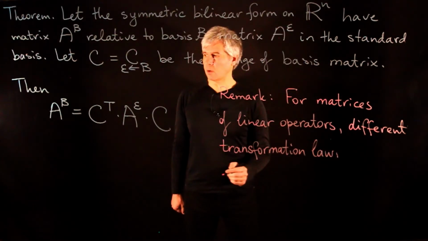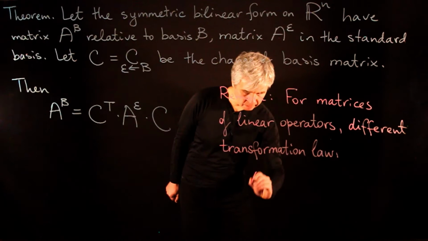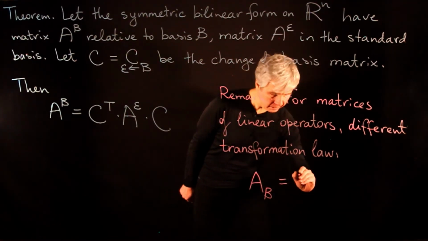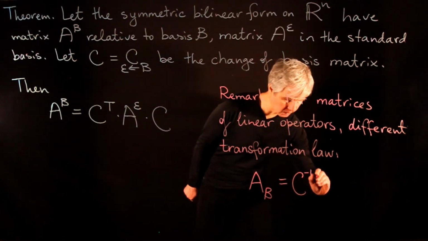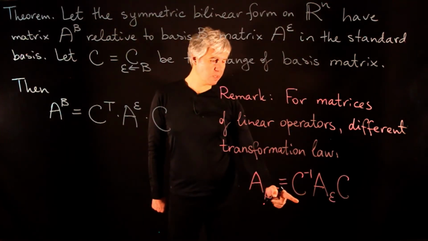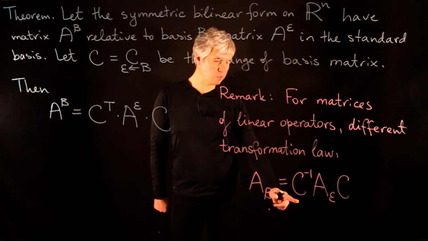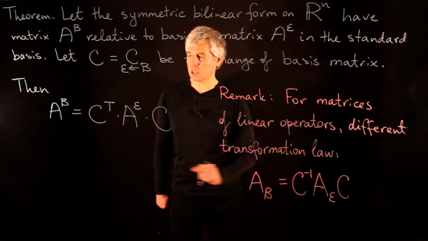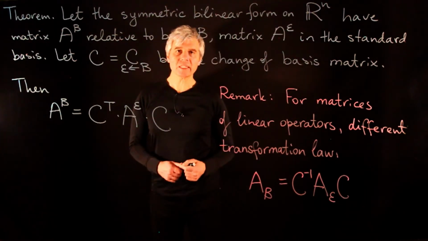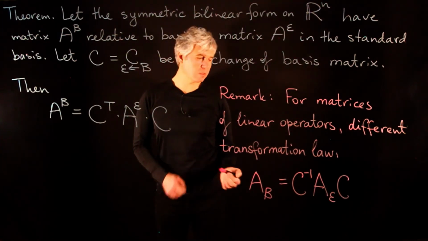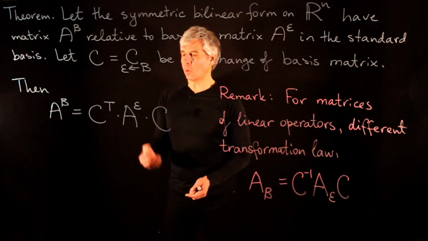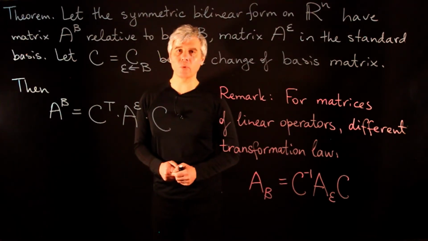For matrices of linear operators, where we will write the symbol of a basis at the bottom, the transformation law is with an inverse. So it's C inverse times A in the standard basis times C. So for linear operators, the left factor in the change of basis formula has the inverse, and for bilinear forms, instead, we have a transpose. Nonetheless, in the next lecture, we're going to see that we will be able to employ the machinery of linear operators in order to study matrices of bilinear forms.